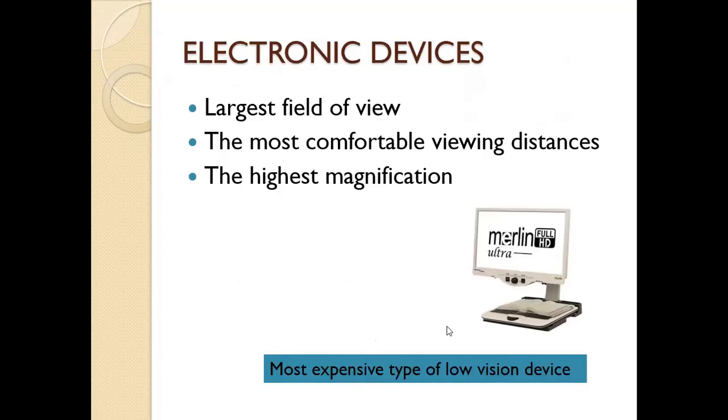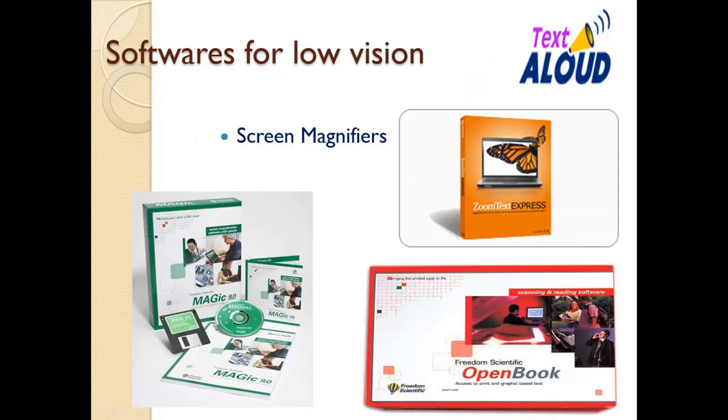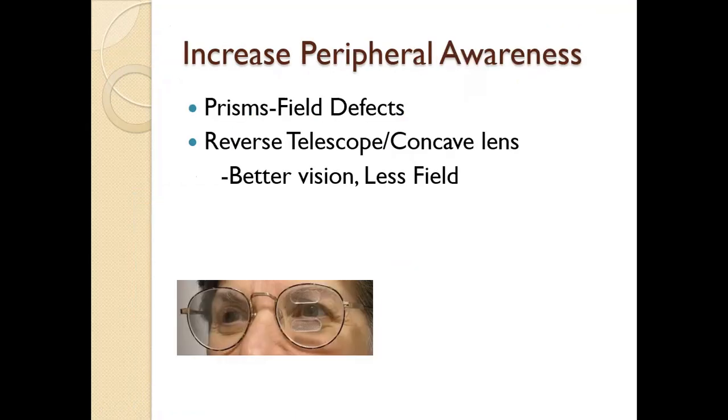Coming to electronic devices, this is a closed circuit TV. You just keep a book down and it enlarges the print and shows it. Now we can magnify with all the iPads, and there are a lot of devices available for magnification, but for a very long time this was used. And these are some software which helps to magnify the screen. This is not for very small children. For older kids and for adults who have hemianopias, field defects, prism glasses can be given.